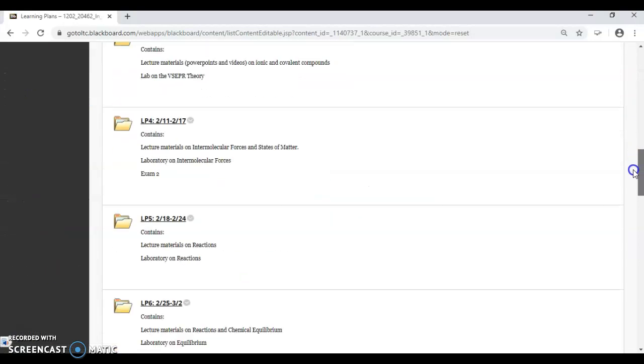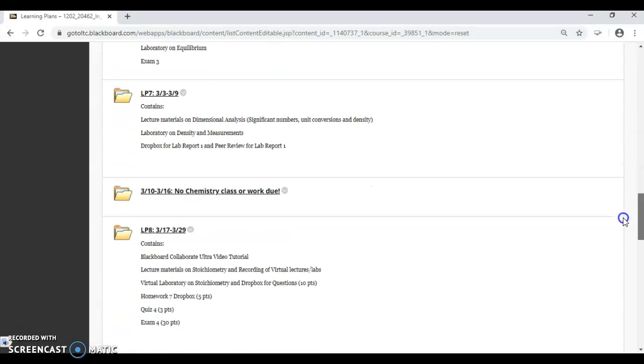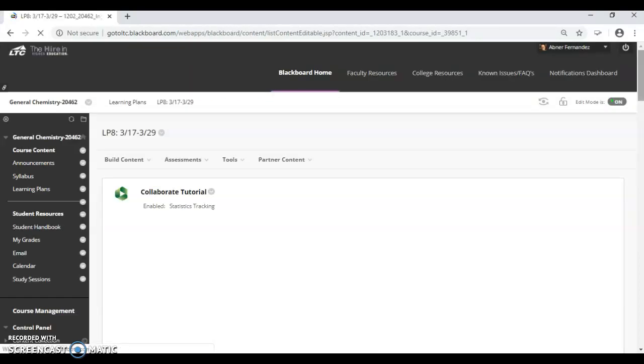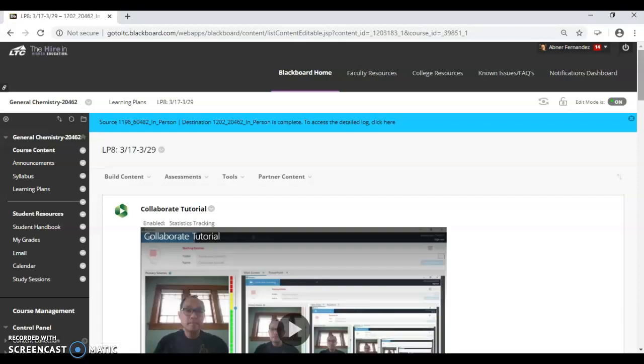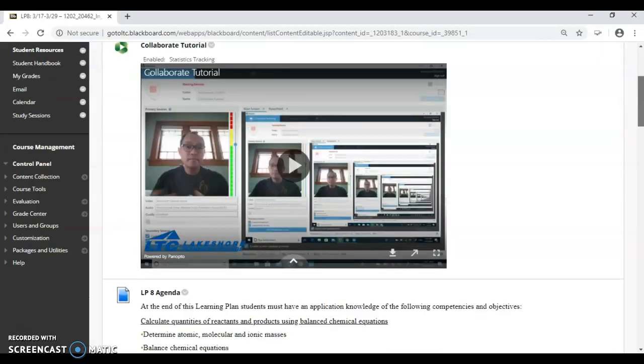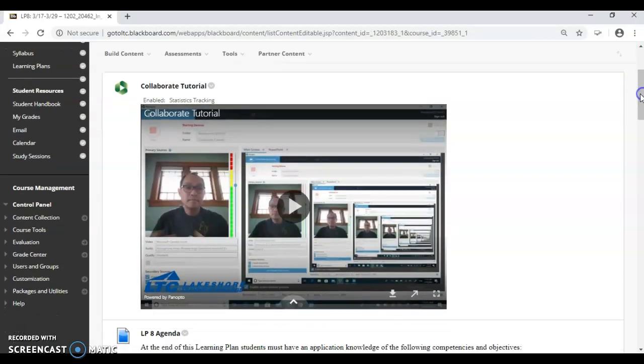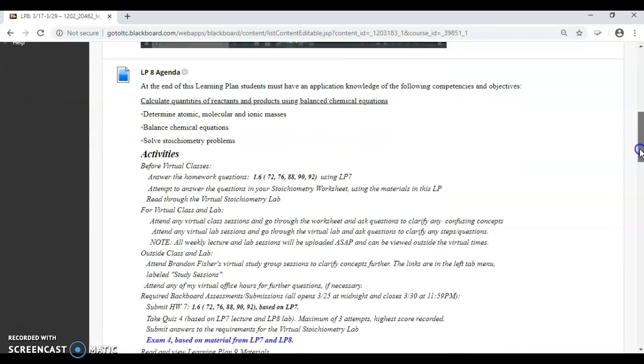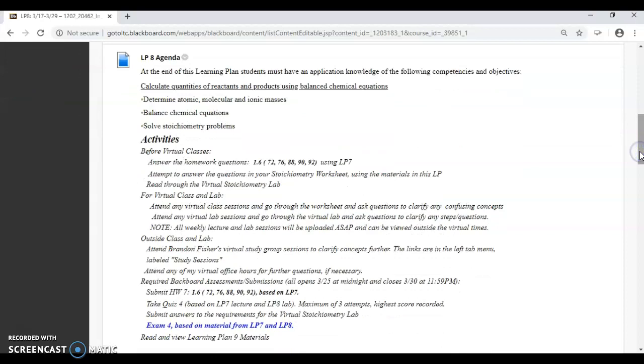And I'm just going to show you an example so that you may become a little bit more familiar with this. So in Learning Plan 8, I have updated the lists of what it contains. As you can see, there's a lot of things in Learning Plan 8 right now. And if I access Learning Plan 8, and a lot of these things currently, FYI, it's obviously not visible to you yet until next week. So in Learning Plan 8, there's obviously the Blackboard Collaborate tutorial. There is also the agenda, and I have changed the agenda to reflect the changes for our class.